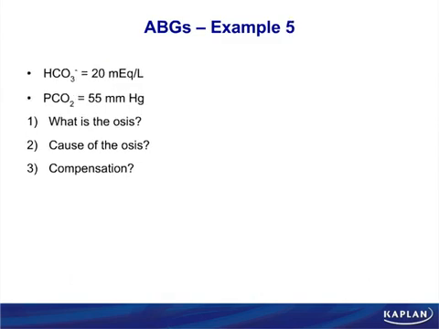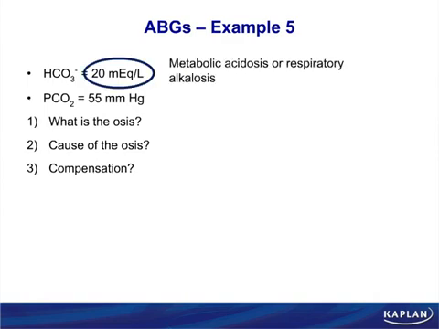Hey, wait, we can't do this one. There's no pH. How are we going to? Oh, we can do it. Watch. Bicarb is 20. PCO2 is 55. But that's a low bicarb. So I know immediately this is a metabolic acidosis or a respiratory alkalosis. Those are the 2 conditions in which bicarb goes down. Either metabolic acidosis or respiratory alkalosis.